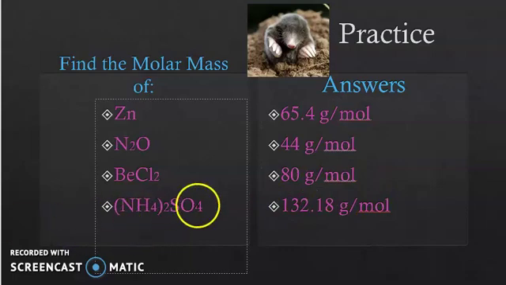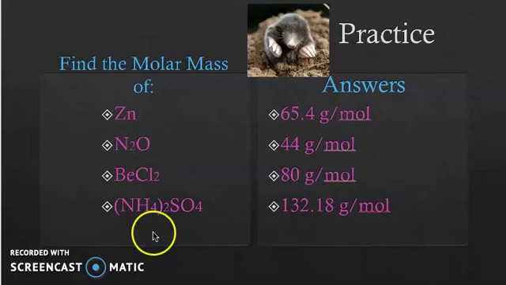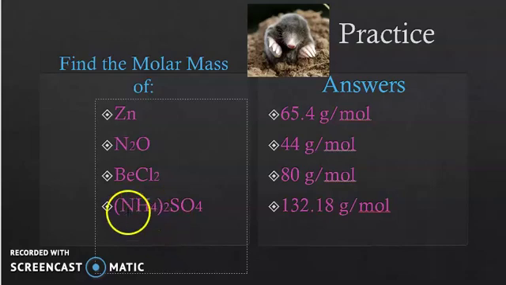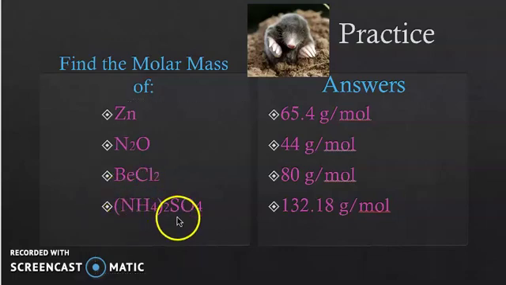And then here when you have a polyatomic ion, one thing you need to notice and remember is that this 2 here means I have 2 polyatomic ions. So I have 2 NH4. So I can add up N plus 4 H's and then take that entire value times 2 because I have 2 polyatomic ions, plus a sulfur plus 4 oxygens.